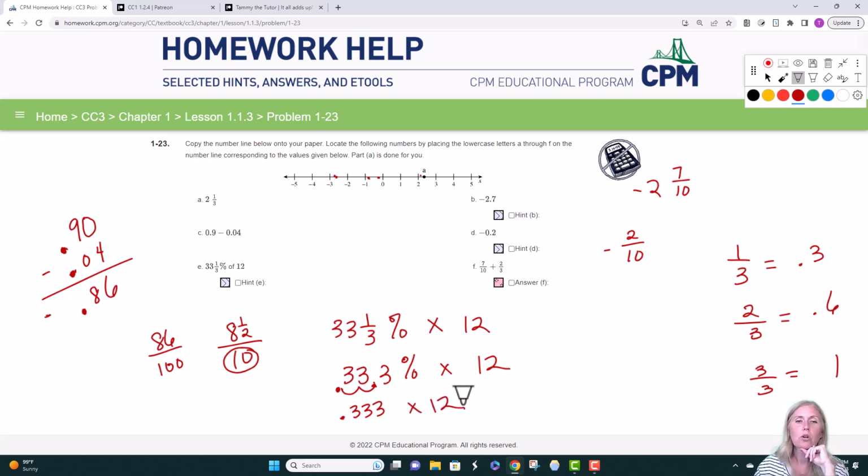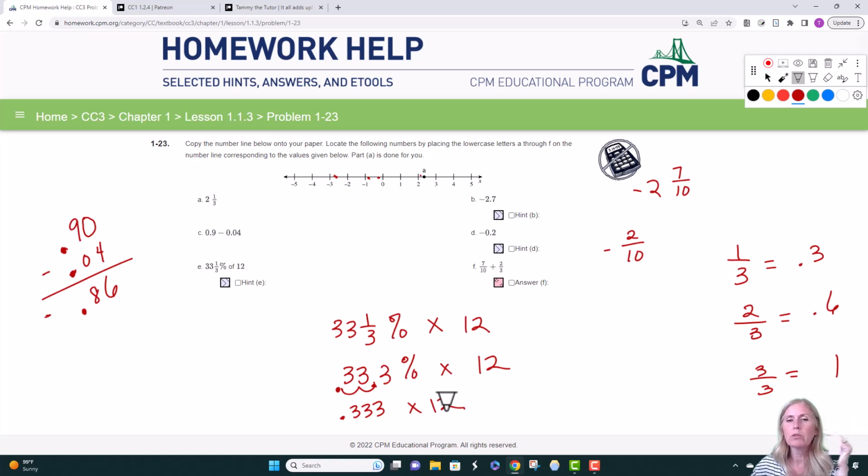Now we are totally ready to do some multiplication. I don't have tons of room, so I'm going to make a little bit of room for myself here. When you are multiplying decimals and whole numbers, there's no rule that says you have to line up decimals or anything. It does not matter. As a matter of fact, don't think about it that way.